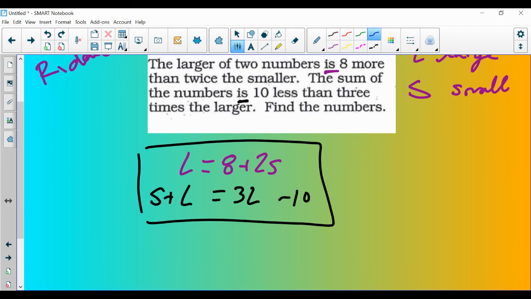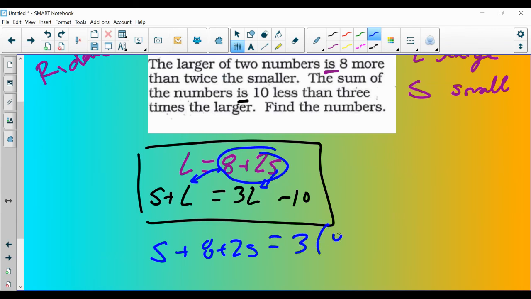I'm going to use substitution in this example, and L is already solved for. It's already by itself. So I'm going to substitute 8 plus 2s anywhere where there is an L. That'll give me s plus 8 plus 2s, right? If I'm substituting this in for that L, and that L is equal to 3 times 8 plus 2s minus 10.